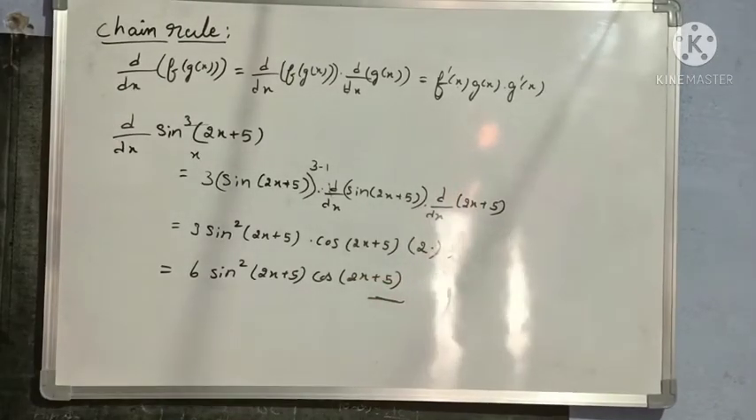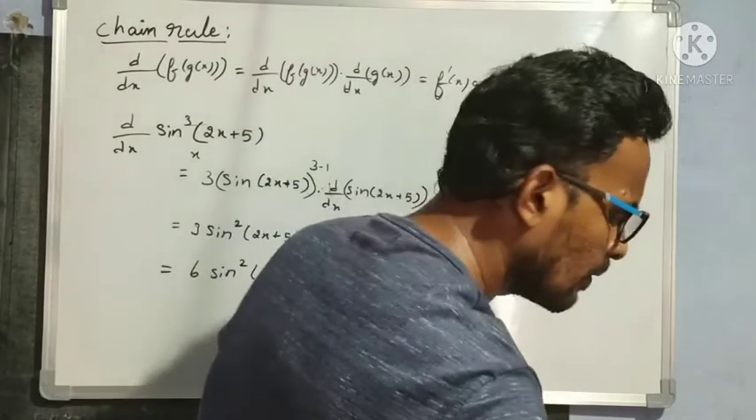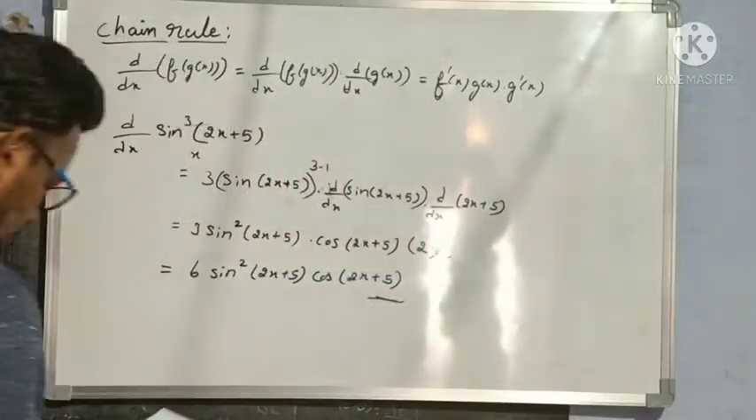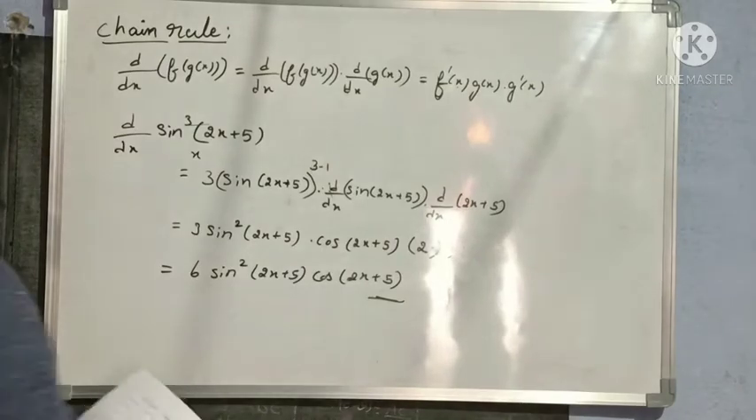Understood everybody? This is how we have to do chain rule. Okay. So some other problems are there. So try those problems as homework.